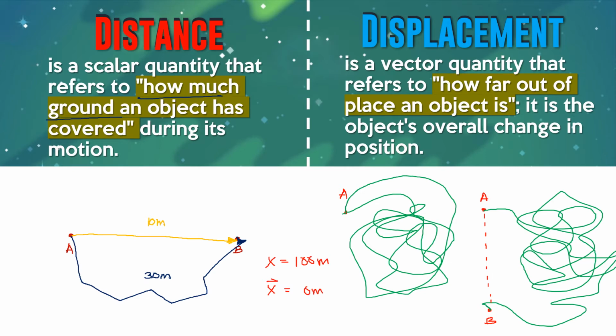Why? Because how far you are out of place. Meaning, if you started at point A and then you end up at point A, you're going to have 0 displacement. But kung gaano karami yung nilakad mo, that is your distance. Any questions? Okay, let's proceed.